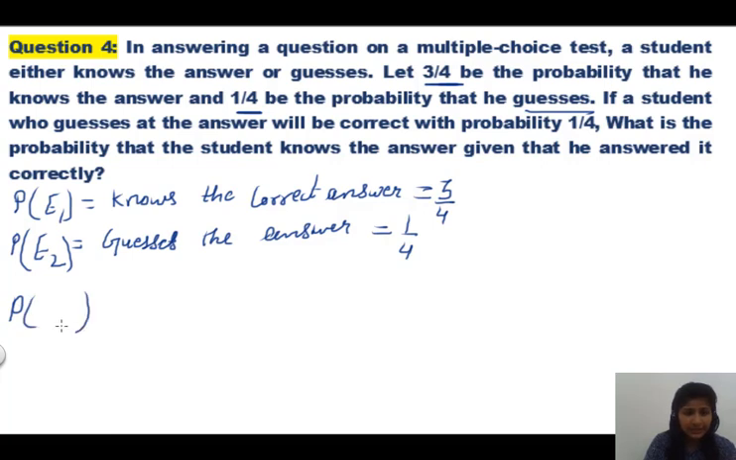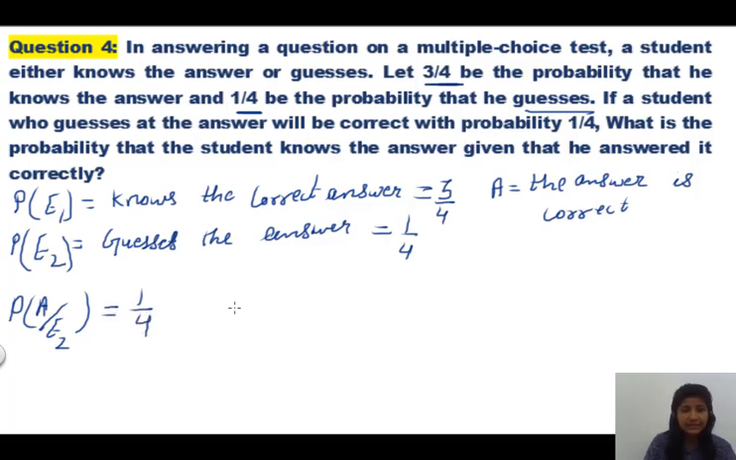Now, if a student guesses at the answer, what is the student doing? The student is guessing the answer, and the answer is correct. The probability that he is guessing and then the answer is correct. So he has guessed it and then the answer is correct. So let us consider A as the event that the answer is correct. So P of A given E2 is given to us as 1 by 4.